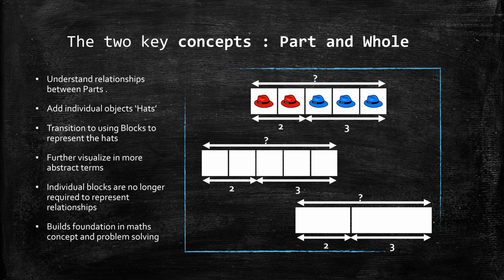Building on the previous understanding, we can further visualize the question in increasingly abstract terms. At this stage, we no longer need individual blocks. Instead, a visual distinction between 2 and 3 is sufficient to represent the relationship between the blocks.